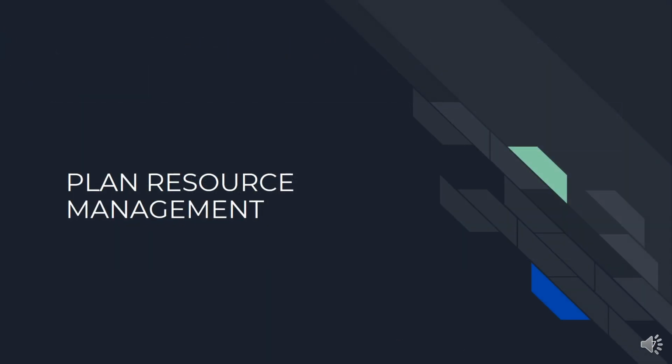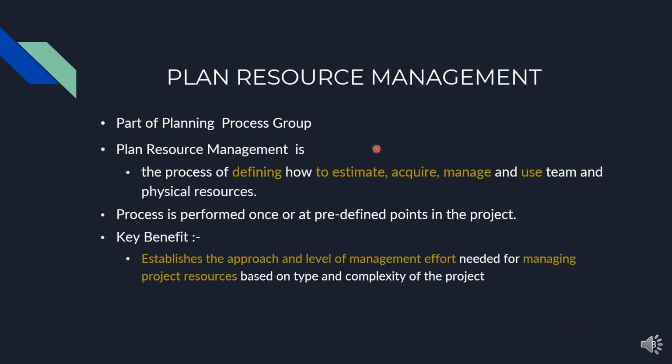Now let's discuss the first process of project resource management, which is plan resource management. Plan resource management is a part of the planning process group. It is the process of defining how to estimate, acquire, manage, and use team and physical resources in the project. The key benefit is that it establishes the approach and the level of management effort required for managing the project resources based on the complexity of the project.